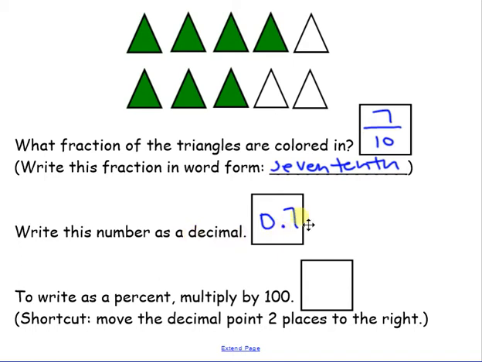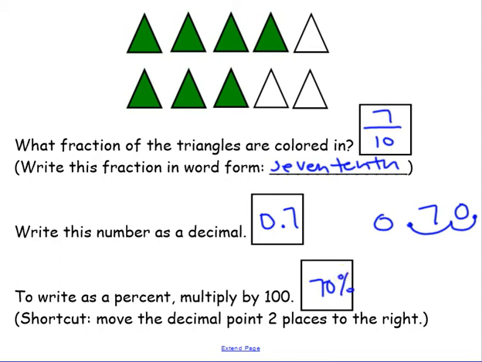Now, we need to take this decimal and make it a percent. There are two ways that we can do this. You can do it either way, and you should do it the way that is easier for you. You could either take this number and multiply it times 100, or to make it easier, take that number and move the decimal point to the right 2 spaces. And you would put a 0 there. That would give you 70%.